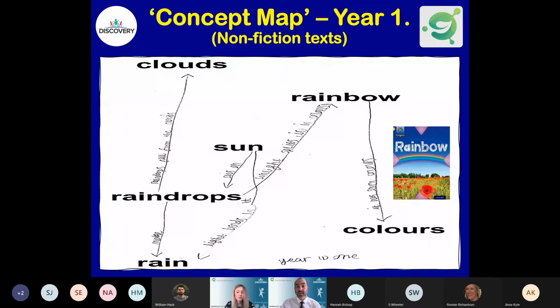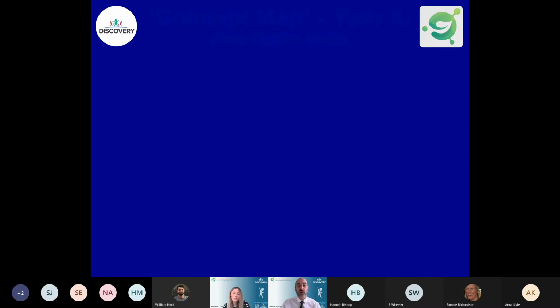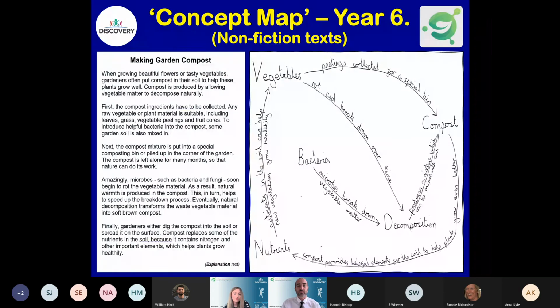Again, a concept map here. I think this was done with a Year 1 pupil with some adult online support, where they read the book Rainbows and connected these words. Year 6 here, they were reading explanation text. And again, you can see they were given some keywords, and then they had to look at how those words were connected to create the concept map.